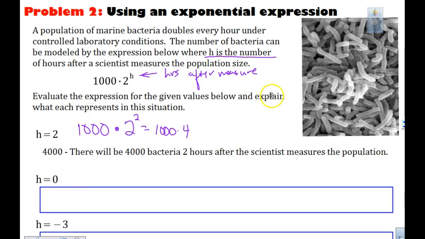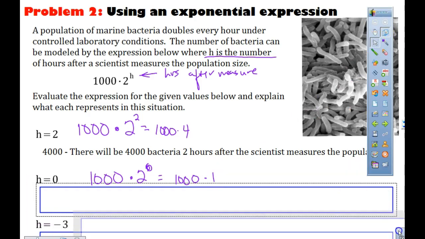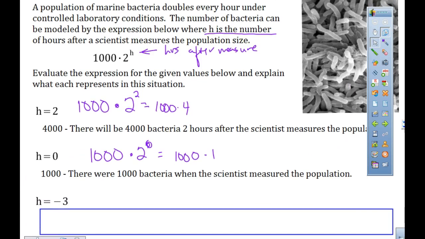What does zero mean? So write the problem out. So you're going to write out 1,000 times 2 to the 0. Well, what's anything to the 0? Is this equal to 1,000 or equal to 1? It's times 1, right? So when I think of 1,000 times 1, my answer is going to be 1,000. And what does it mean? It means how much bacteria when they started measuring. This is right at time 0, okay?